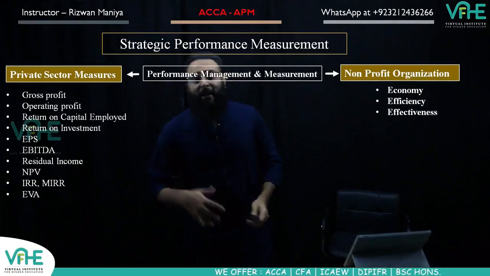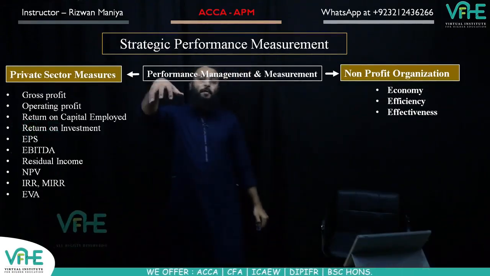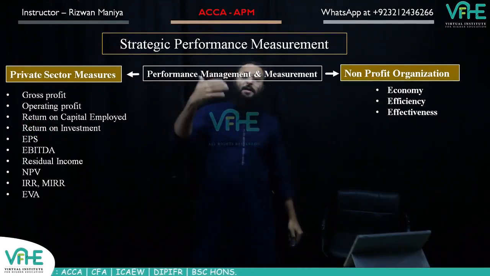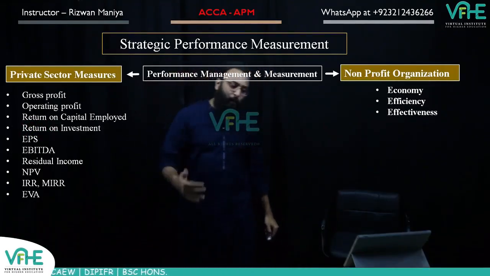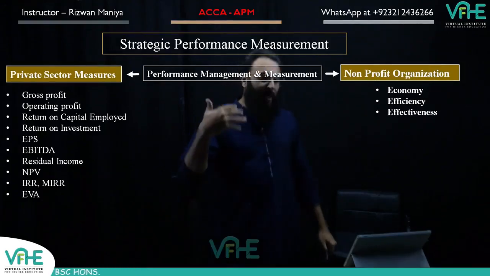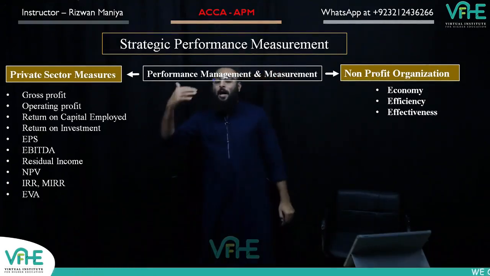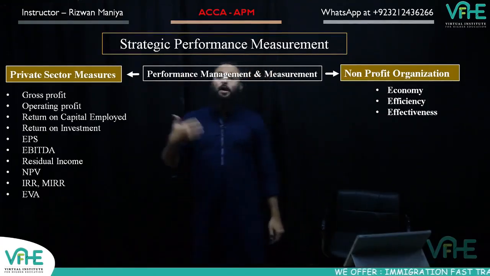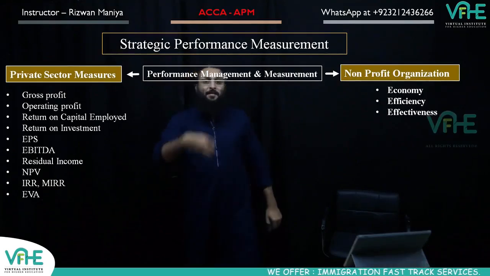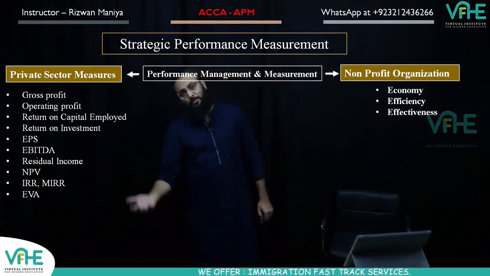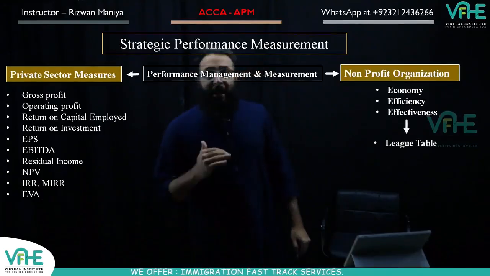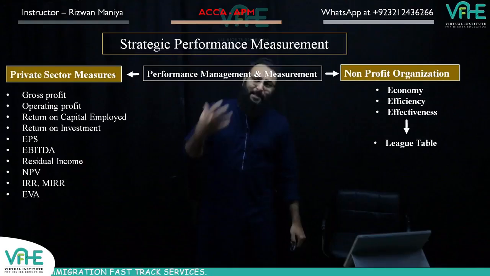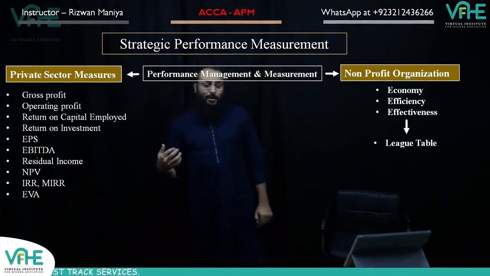For economy, the KPI would be cost divided by input resource. When it comes to efficiency, the measure that we will come up with is output divided by input. For effectiveness, we will come up with a measure according to the scenario, what objectives the business has, and we'll measure those objectives.